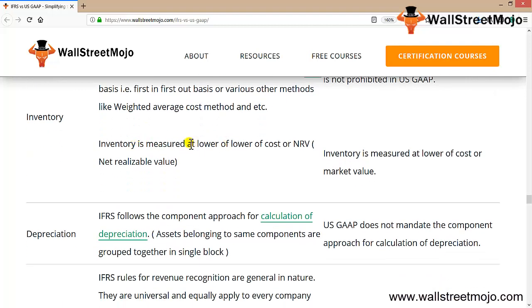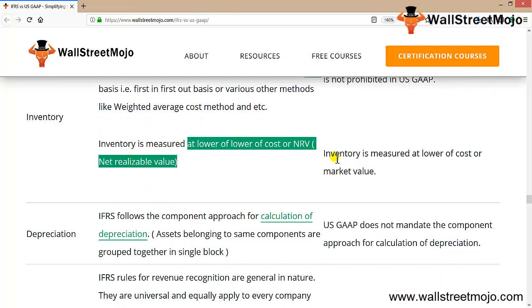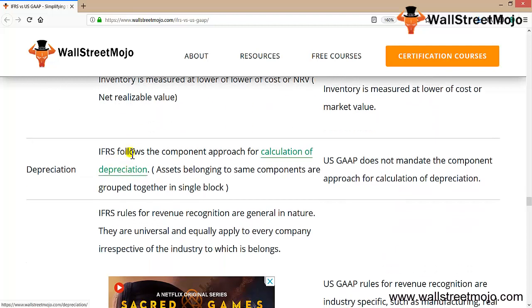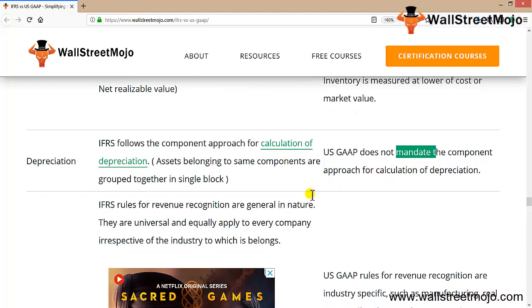But in US GAAP, it is the LIFO method that is used. Under IFRS, inventory is measured at the lower of cost or NRV. But over here, inventory is measured at the lower of cost or market value. In terms of depreciation, IFRS follows the component approach, that is, assets belonging to the same component. In US GAAP, it does not mandate; there is no compulsory approach for the calculation of depreciation.